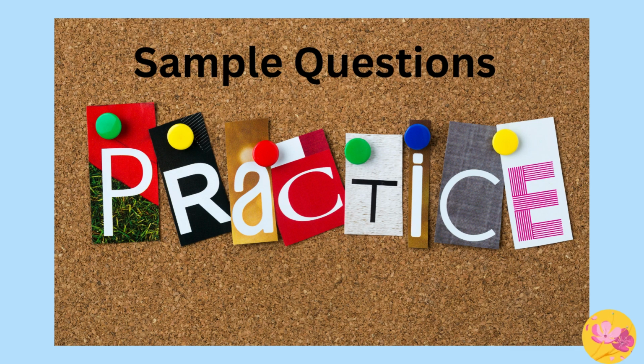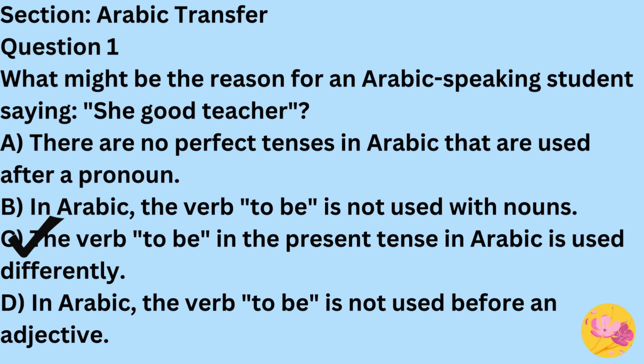Let's practice some sample questions. The first question is, what might be the reason for an Arabic speaking student saying, she good teacher? What is the reason that they made such a sentence? So, the answer here is the verb to be in the present tense is used differently in Arabic. As we have gone through that, the verb to be is used differently in Arabic, right?